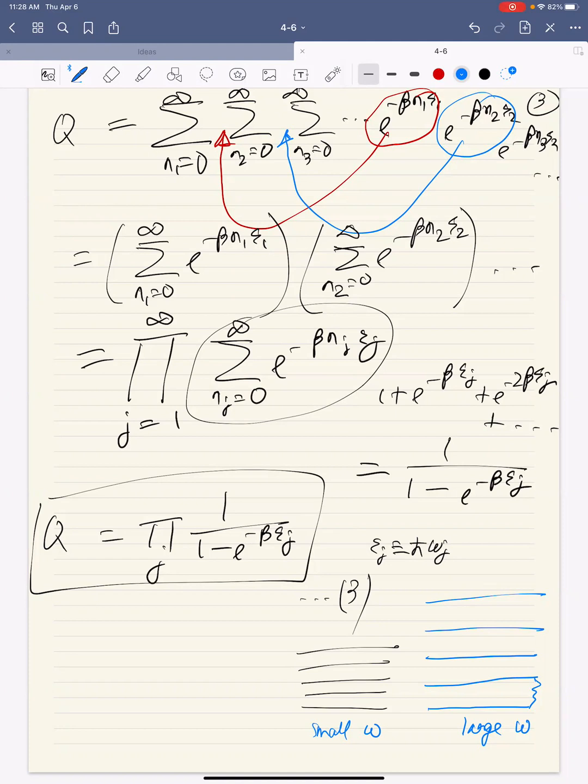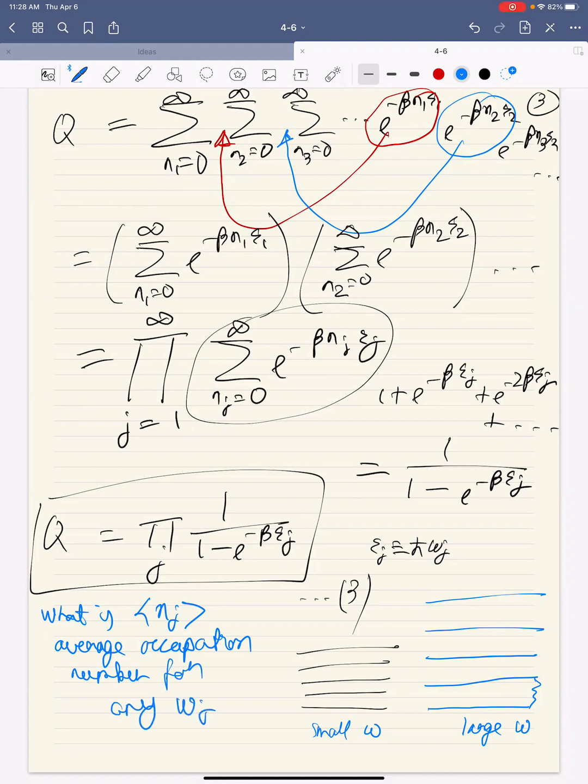Okay. So this is small omega, this is large omega, and the question we want to ask is, for any given omega, what is the average value of Nj, which is the average occupation number for any omega j. So if average Nj was 0, how would I fill up these energy levels for a given omega? How would it look?